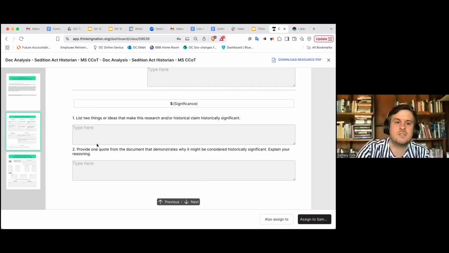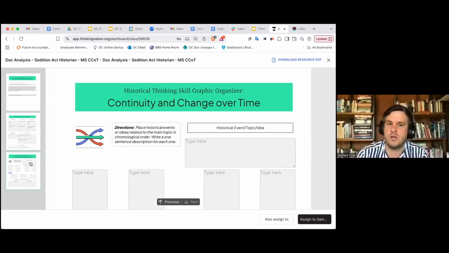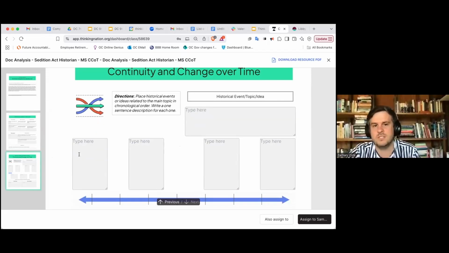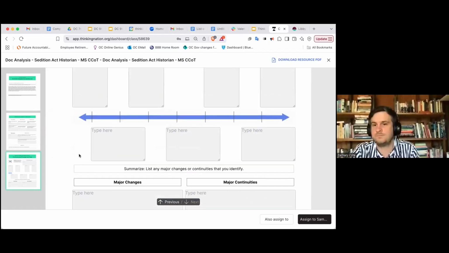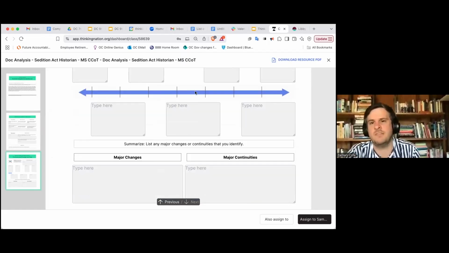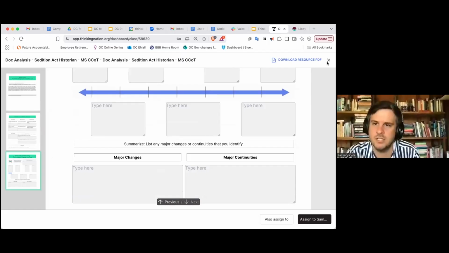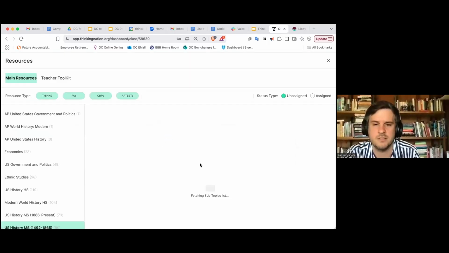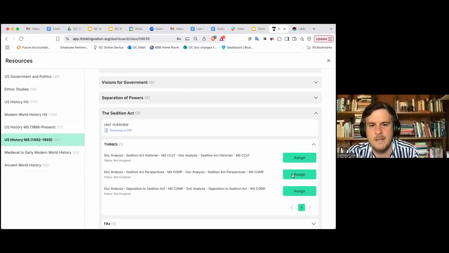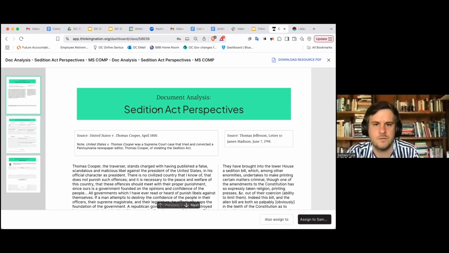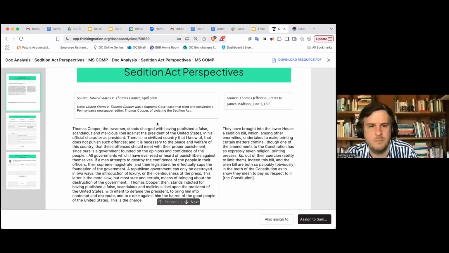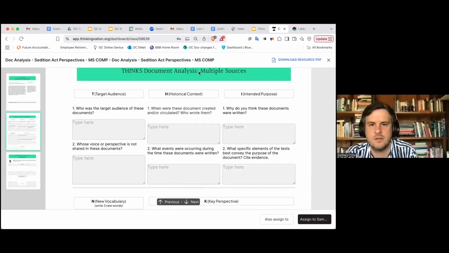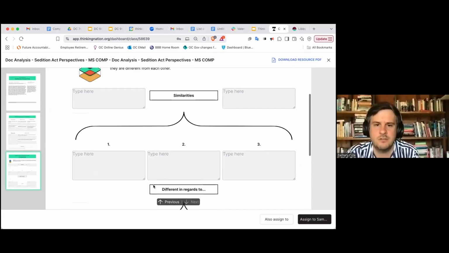Coupled with THINKS, we also have protocols for individual thinking skills. Here you have one for continuity and change over time, which is one of our core thinking skills, but we also have them for comparison or causation. I'll quickly go to one more example here for comparison, just to model that. You can see here we have two primary sources, THINKS, where the questions are slightly changed because there are multiple sources, and then this comparison graphic organizer.